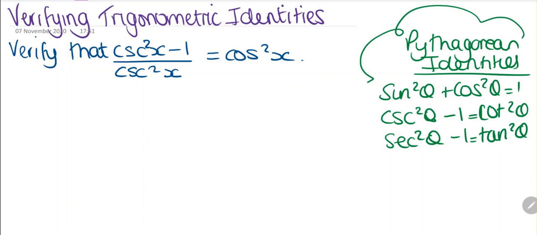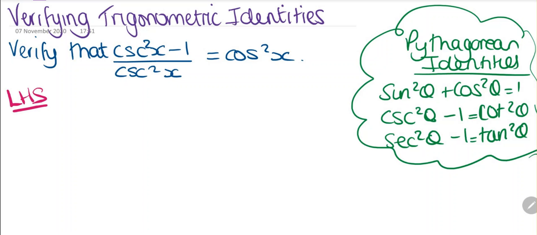So there we go. So when we're solving these problems, we want to look for the most complicated side, and we need to change that to equal the other side. So I'm going to use the left-hand side because it's the most complicated. And if we look at what we have here, cosecant squared theta minus 1, we can see this is equal to cotangent squared theta. So I'm going to rewrite as cotangent squared theta.